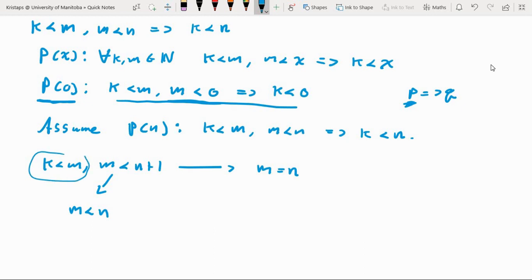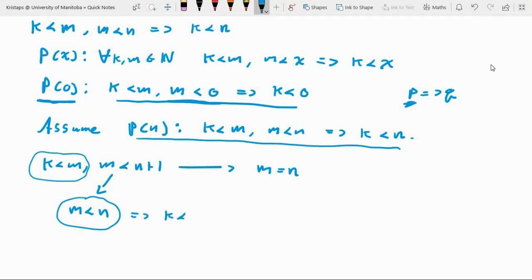So we have k less than m, we have m less than n, and by our inductive statement, we can conclude that k is less than n, and we know that n is less than n plus 1. And this is exactly what we wanted to show, that k is less than n plus 1.